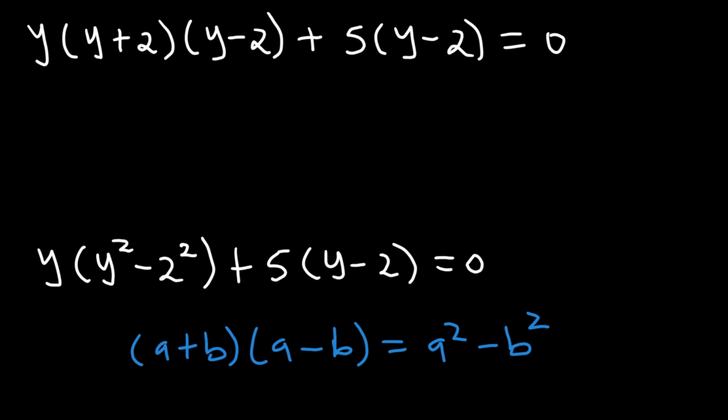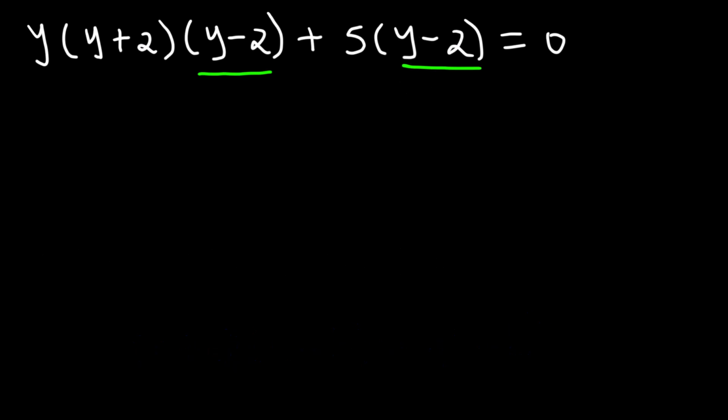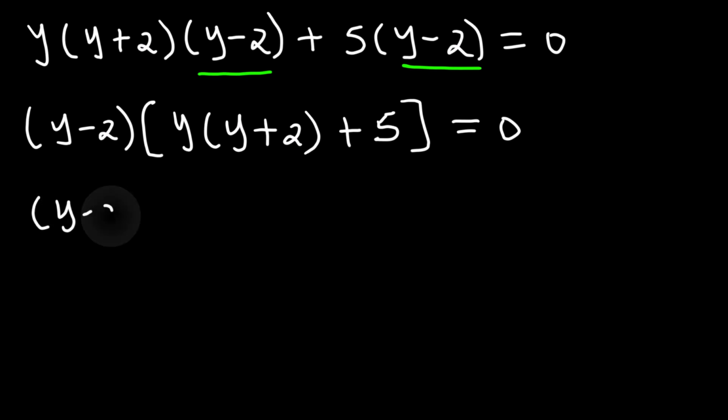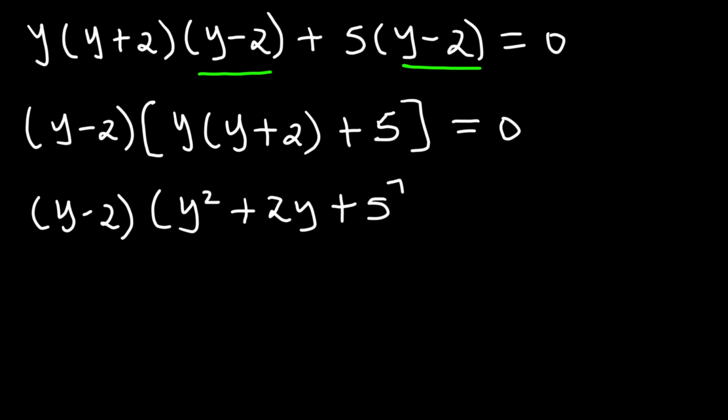And at this point, we can pull out y minus 2. So this will be y minus 2 into, for the first part, we shall remain with y times y plus 2, and then plus, for the second part, we shall remain with 5, and this will be equal to 0. So this will be y minus 2 into, if we expand this, y times y will give us y to the power of 2 plus y times 2 will give us 2y, and then plus 5, and this will be equal to 0. Now at this point, we can either set y minus 2 to be equal to 0 or set this to be equal to 0.